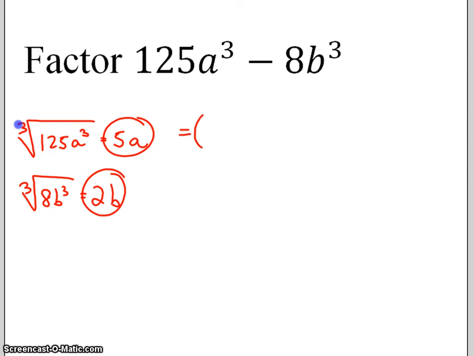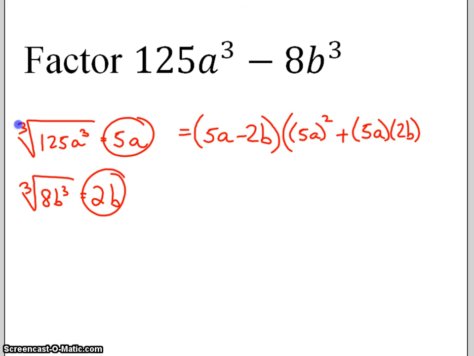So now we want same sign. So 5a minus 2b. The sign of the original is negative. Now when you do this, you're going to want to do this in a couple steps. You're going to take that 5a and then square it. Now you want the opposite sign, so plus. And then you do 5a times 2b. And now the third is always positive, and you're going to be squaring the 2b.